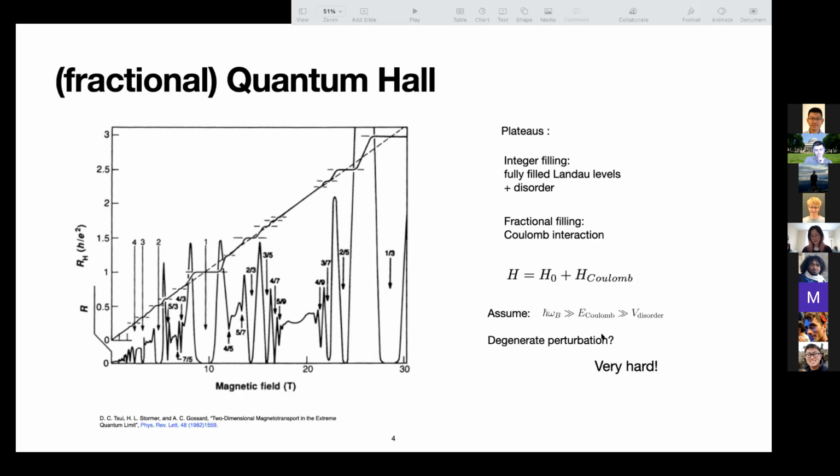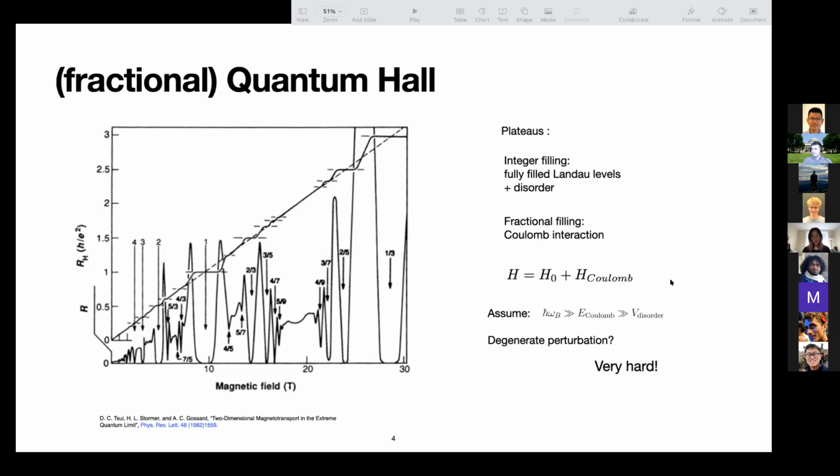For the rest of my talk, I'll assume this hierarchy of energy scales, which is disorder much less than the Coulomb interaction, much less than the Landau level splitting. That will allow us to work with the projected states living in, say, the lowest Landau level or a few Landau levels, and ignore the Landau level mixings.